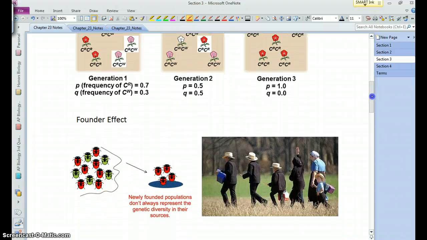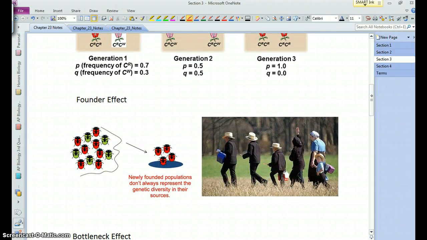For example, the founder effect, and this is where you have a subpopulation of a larger population that migrates somewhere, for example, and becomes somewhat isolated from that larger population. And if by chance they are not representative of the whole population, then of course you get a change in allele frequencies in this population, and it essentially has evolved relative to the main population. The Amish are a good example of this.